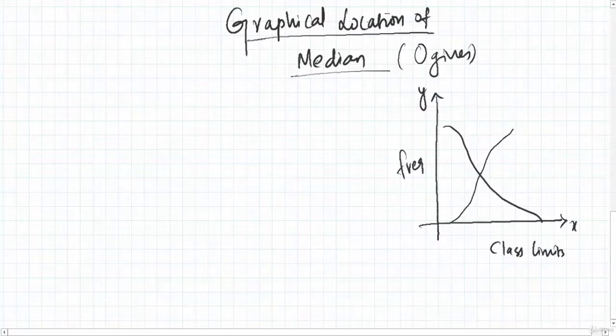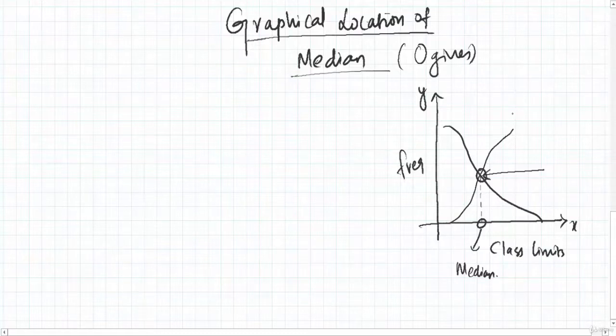So there is a point of intersection, and at this point we have to draw a line perpendicular to the x-axis, and this point would be the median, right? So median is the value on the x-axis. This is the x-axis, and here you have a value. Median is the value on the x-axis corresponding to the point of intersection of what? Less than and more than O-gives.